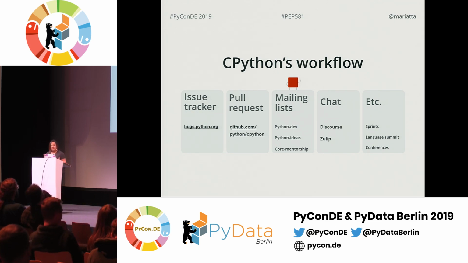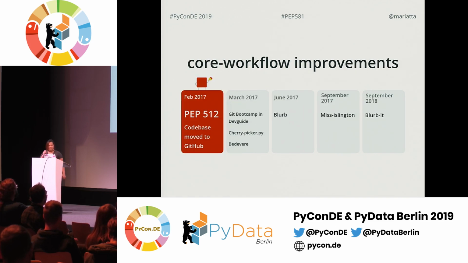And then we have various ways to communicate. We have different mailing lists, like Python Dev, Python Ideas, and the Core Mentorship mailing list. And recently we've started experimenting with other ways to communicate, like chatting through Zulip or Discourse. And if all of these are not enough, we need to meet in person. So core developers and contributors still go to events like conferences like this one. We have sprints, we have the language summit. So it's very complicated, the workflow.